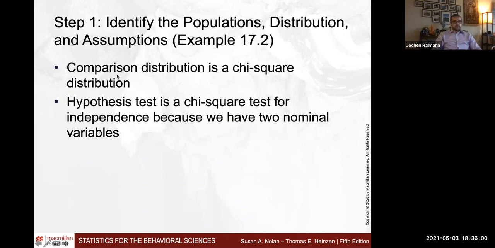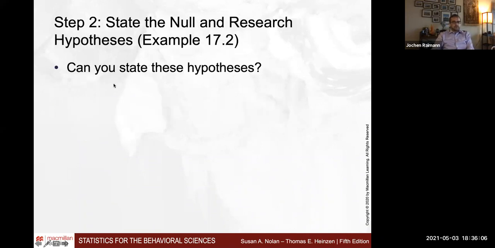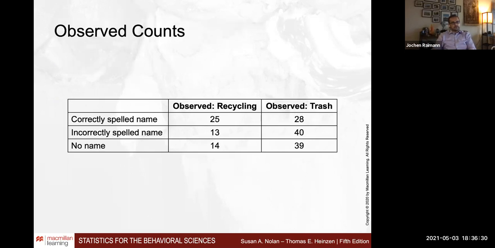So, okay, comparison distribution, chi-squared distribution, and the hypothesis test is a chi-squared test for independence because we have two nominal variables. Can you state this hypothesis? So the hypothesis here is really the null hypothesis that there's no difference between observed cells and expected cell entries. It says that there's not one cell significantly different from your expected cell entry counts.